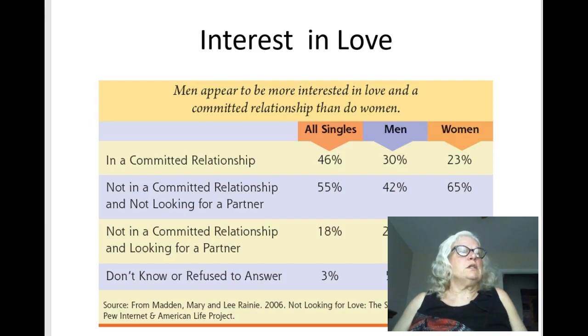It's interest in love. Men appear to be more interested in love and a committed relationship than women do. So we'll look at this particular statistic, and you've noticed this is from 2006, so much more in line with what we're talking about. But falling in love, making that determination that you want to be together, is an important part to consider before we move into looking at cohabitation and what's going on with it.